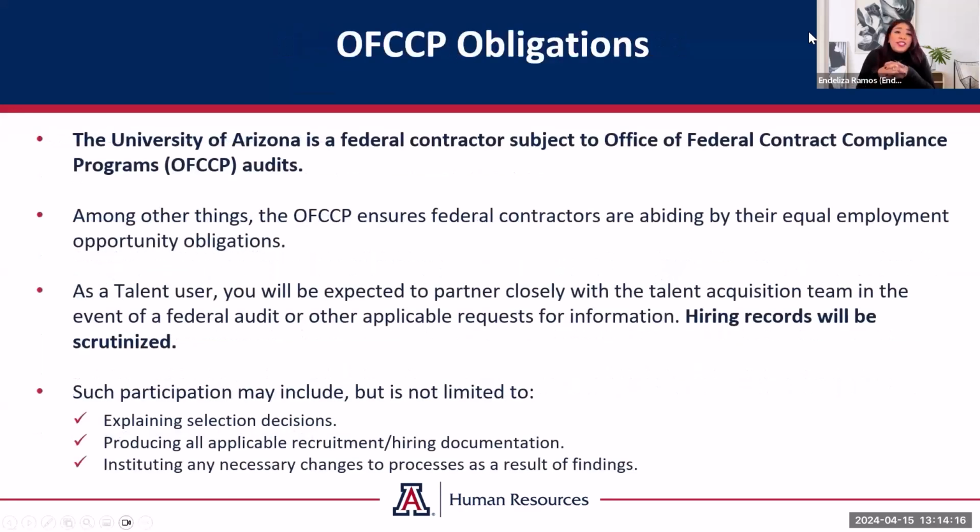Now we're going to transition into our OFCCP obligation. So who is the OFCCP? The OFCCP is a federal agency, and OFCCP stands for the Office of Federal Contract Compliance Programs. And because the university receives money from the federal government, we're a federal contractor, we are subject to their purview. Among other things, one of the things the OFCCP does is they ensure that federal contractors are keeping up with their equal employment opportunity obligations.